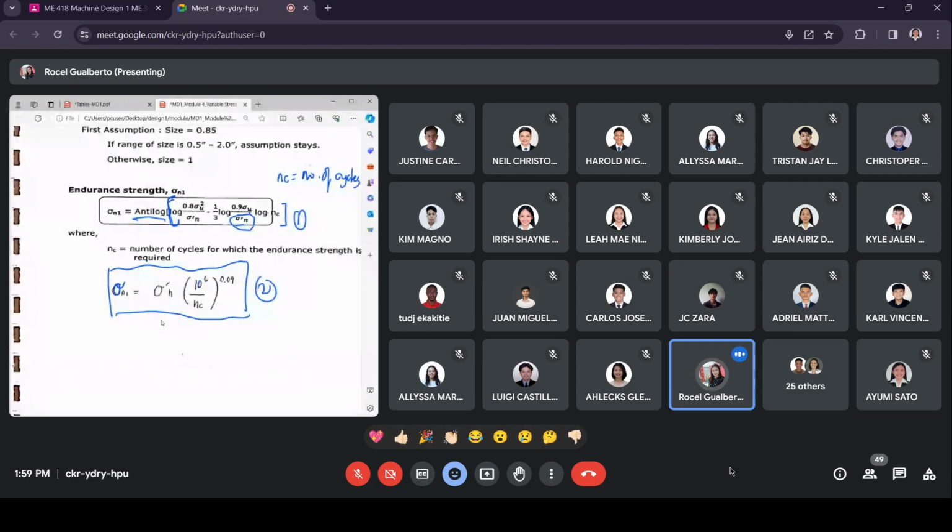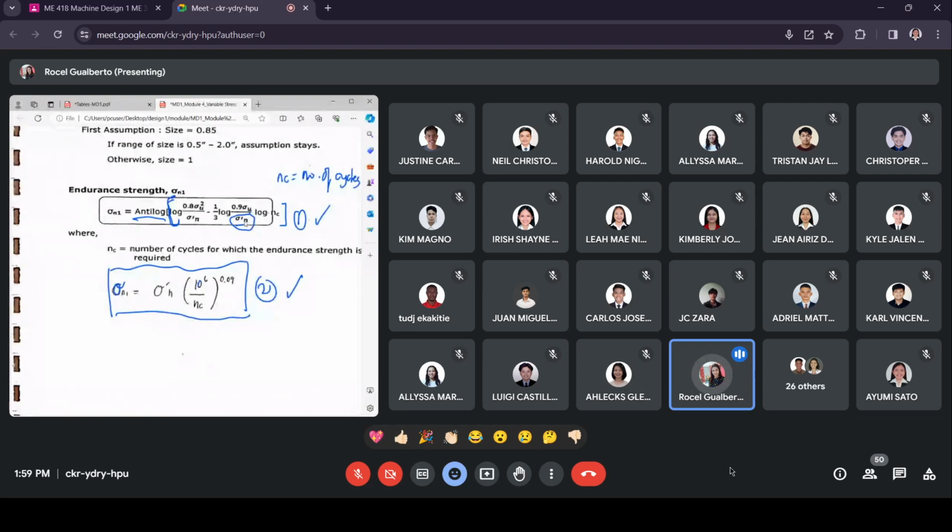Both. You use both. These two need to be computed. You solve for sigma n1 using both equations, then you compare their answers. What is the answer using equation 1, and what is sigma n1 using equation 2? You need to solve both.